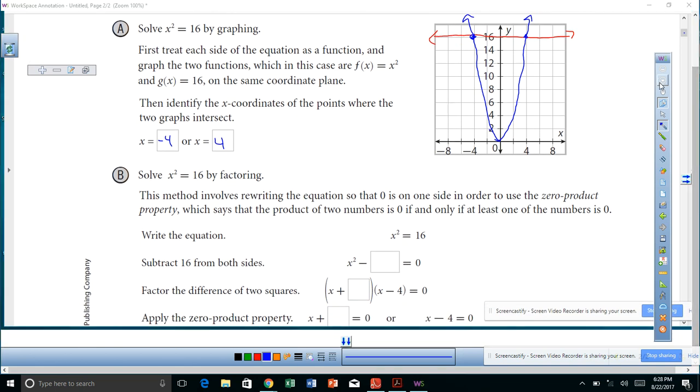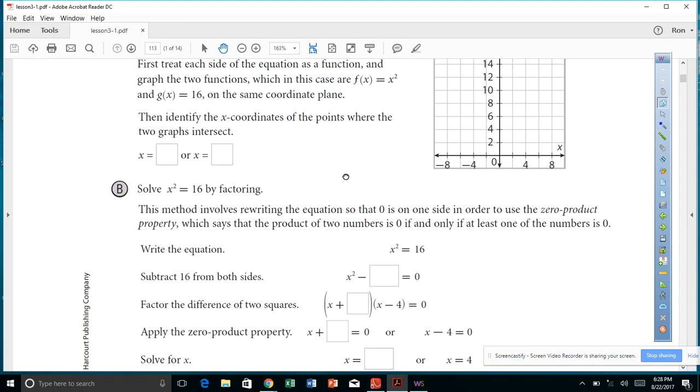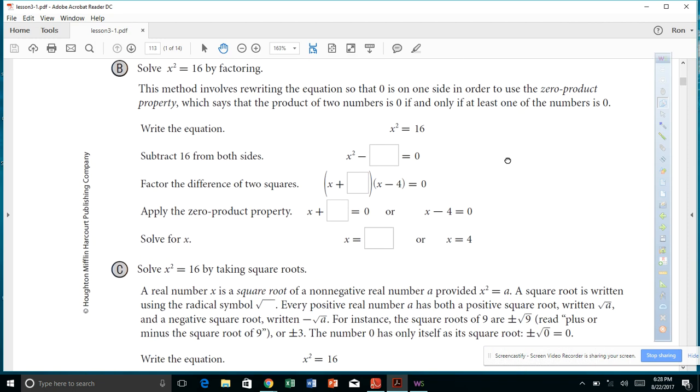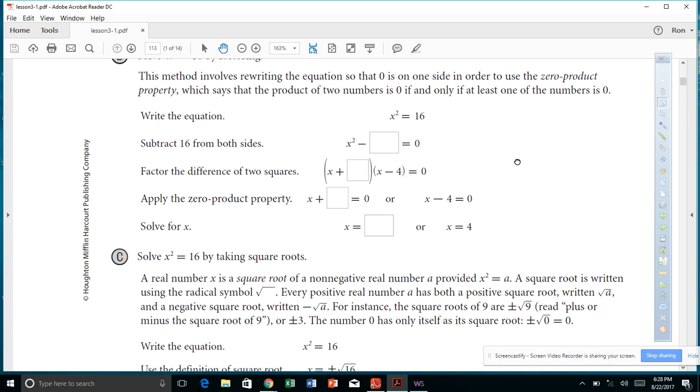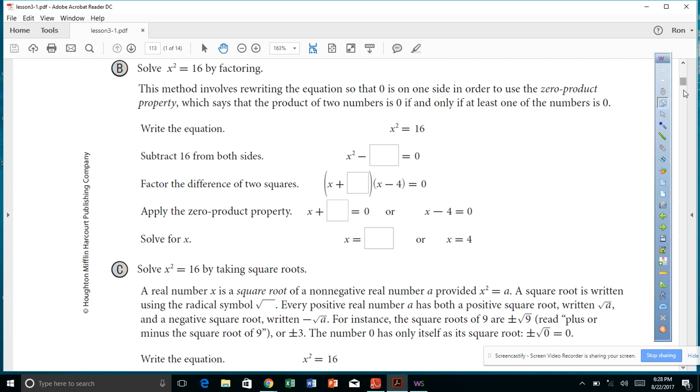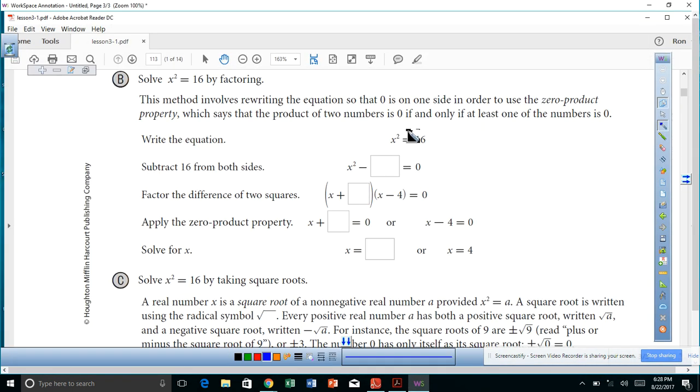This method involves rewriting the equation so that 0 is on one side in order to use the zero product property, which says that the product of two numbers is 0 if and only if at least one of the numbers is 0. So we got x squared equals 16. So let's subtract 16 from both sides. And we have x squared minus 16 equals 0. Factor the difference of two squares.